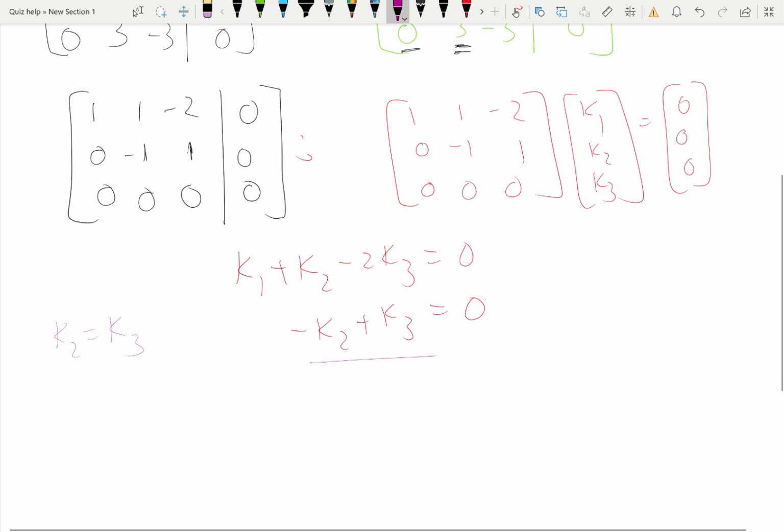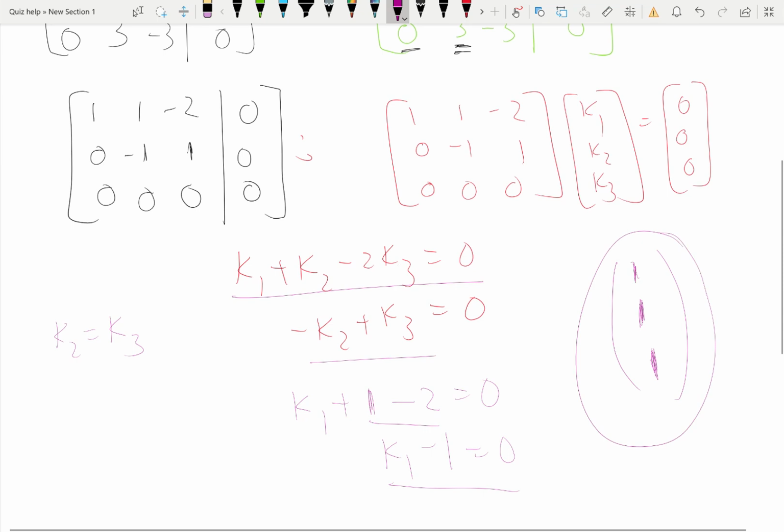Okay, so tell me a smart choice for K3. K3 we can choose 1, right? So we can choose 1 for K3. What is then K2? K2 is also becoming 1. So now let's find K1. K1 plus K2 is 1 minus K3 is negative 2 is equal to 0. So K1 minus 1 is equal to 0. 1 minus 2 is negative 1. So K1 is also 1.